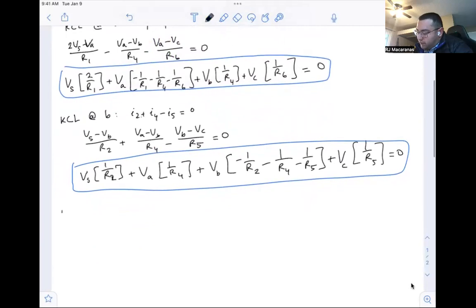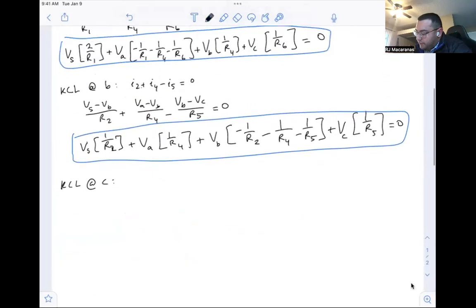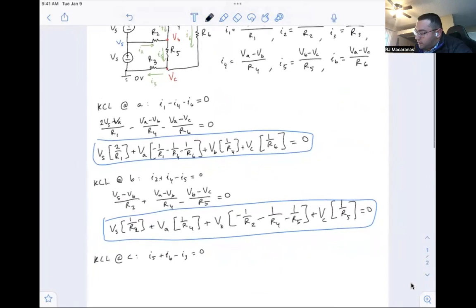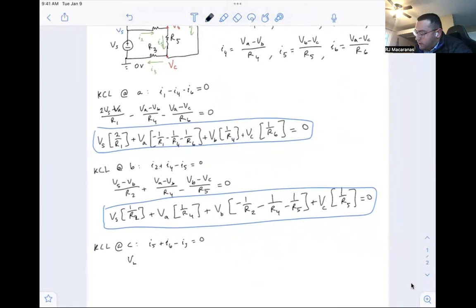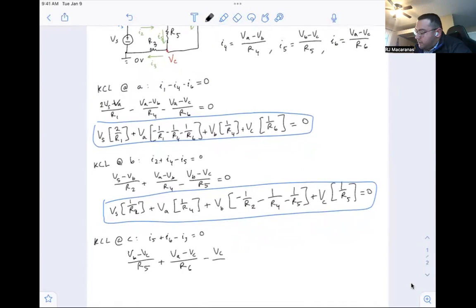And then what we want to do is finally get our last equation. So we do KCL at node C, and we can take a look back here. So we've got 5 and 6 going in, 3 coming out. That's I5 plus I6 minus I3 equals 0. We look back at our equations up here. So we've got VB minus VC by R5. We've got VA minus VC by R6. And we've got minus VC by R3. And that should be 0.